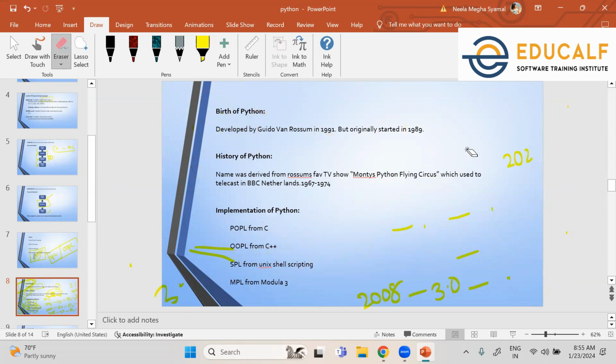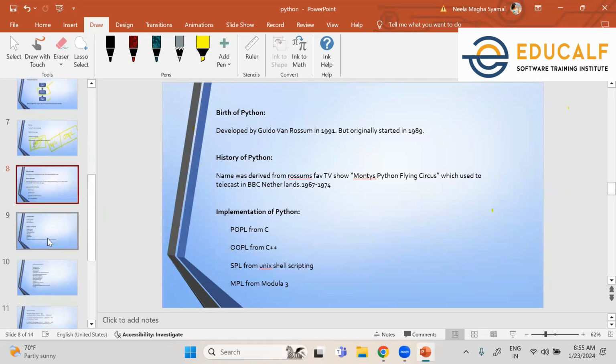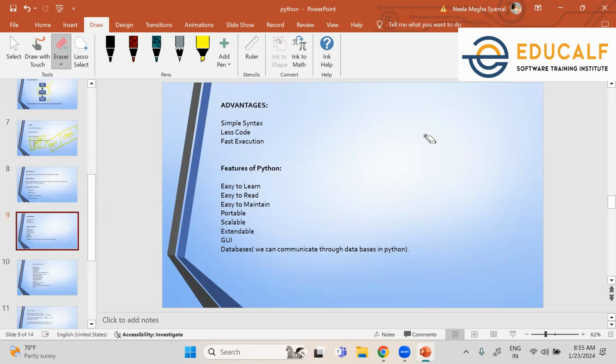when we are learning about Python, we need to know where we use Python, what the advantages of Python are, and what the features of Python are. That means applications, advantages and features. The advantage of Python, when compared to other programming languages like C, C++, Java or .NET, is that Python is very simple at the syntactical level and it has less code. When I say simple syntax and less code, obviously if you have simple syntax you will have less code, and it will execute faster also.